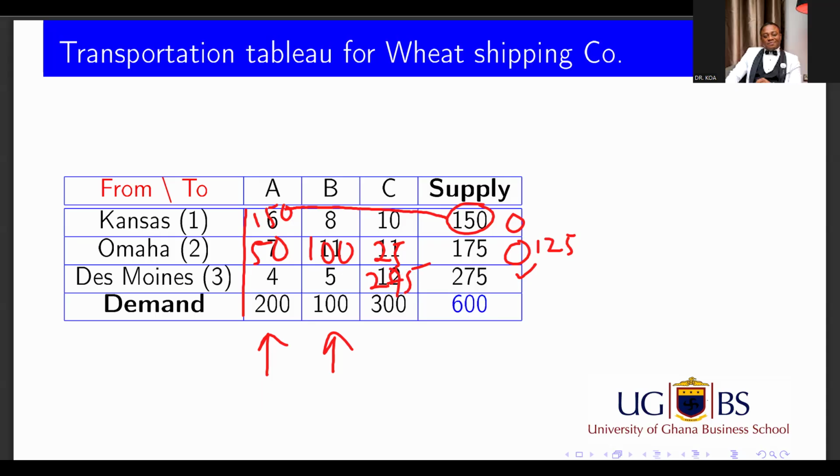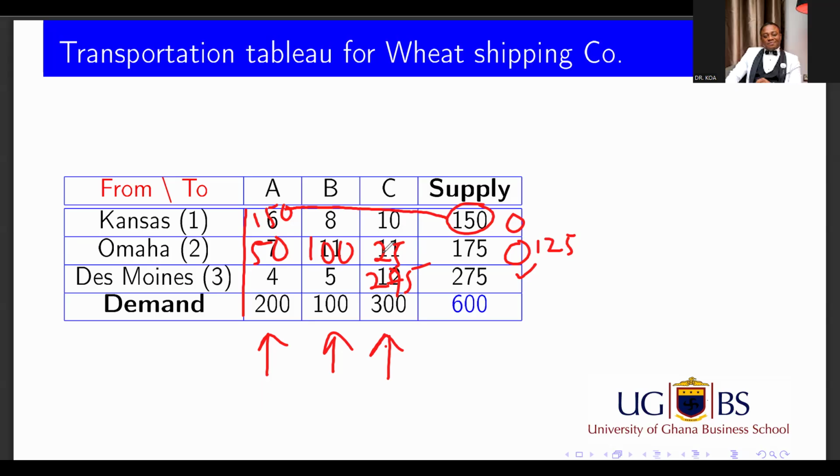So now that you are done, you know that according to the northwest corner rule, Kansas City will have to supply 150 to Chicago. We know that Omaha will supply 50 to Chicago, 100 to St. Louis, and the rest of the 25 tons will go to Cincinnati. That's what Omaha is going to do. And then DM will supply everything it has to Cincinnati. Cincinnati is already getting 25 from Omaha, so Cincinnati too is sorted.